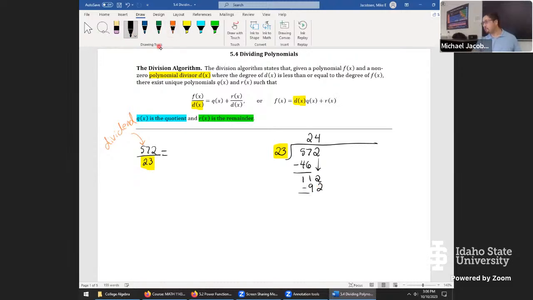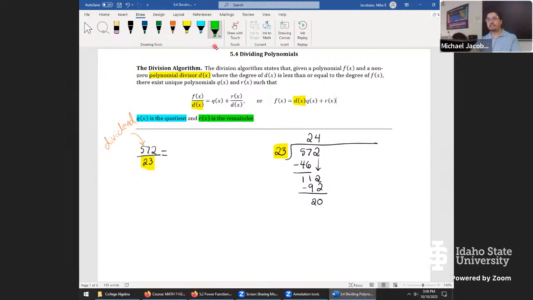Then we'll subtract this quantity. We should get 20 exactly here. Because the 20 is less than 23, this is where we would stop. And what would you all call the 20 at this stage? It's got to be the remainder, absolutely.